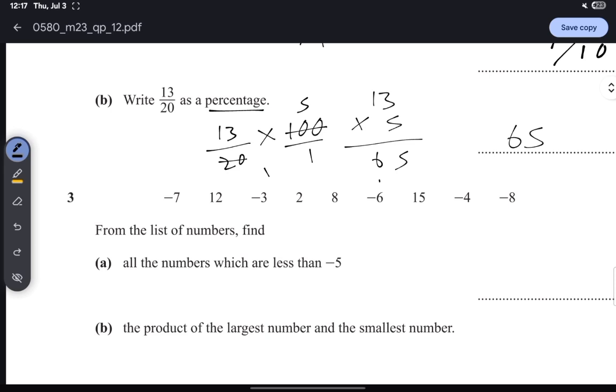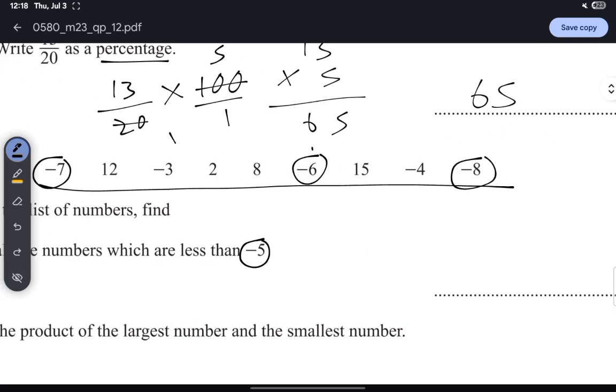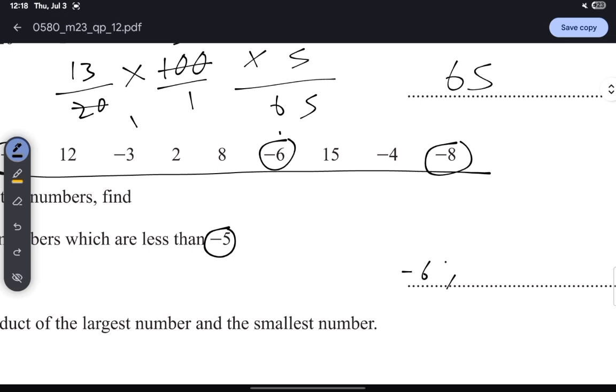Then the question says, from the list of numbers, find the numbers which are less than minus 5. Looking at this list here, we know that minus 7 is to the left of minus 5, so it's less, and minus 8 is also less, and what else? Minus 6. So we're picking numbers that are to the left side of minus 5 on a number line. Those numbers are the ones that are less than minus 5. So then we write minus 6, minus 7, and minus 8.